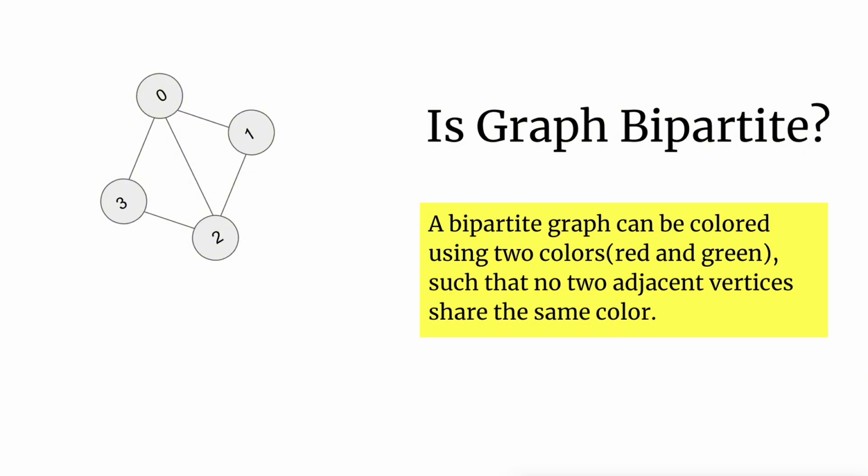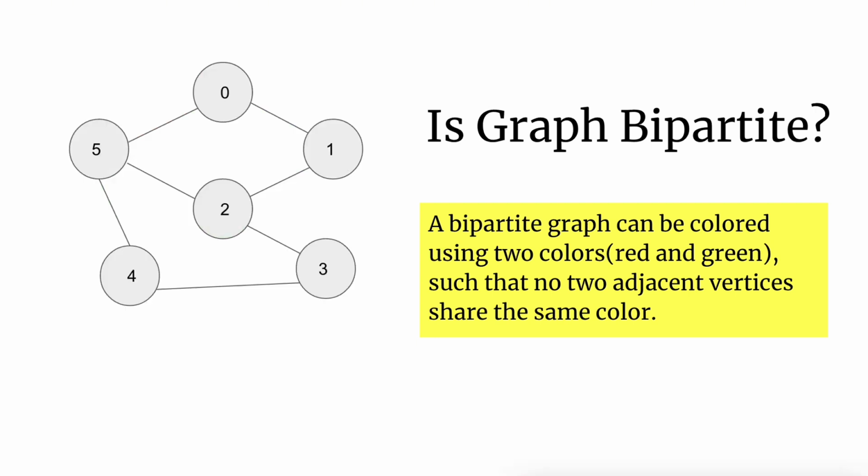Is this graph bipartite? If we color node 0 red, then according to the rule that adjacent nodes cannot be in the same color, nodes 1, 2, and 3, which are adjacent nodes to node 0, must be colored green. Looking at node 1, we see this node 1's neighbor, node 2, is the same color. So this breaks the rule for graph bipartite. We can conclude this graph isn't bipartite. Let's do another quick test.